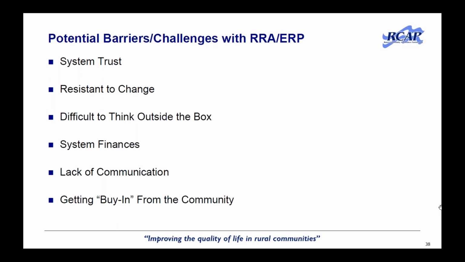Also, difficult to think outside the box. That kind of goes along with resistant to change. They've done the same things the same way for so long, it can be difficult to come up with other ways of doing things. And I think that's where RCAP comes in handy. We have some innovative ideas sometimes where we're coming at it from a different angle, or we've assisted so many different systems and seen so many different situations that we can bring a fresh perspective to it. They just don't think of themselves as creative thinkers, but they really are if they just thought about the situation. We try to help them with that as well. So that could be another potential barrier.